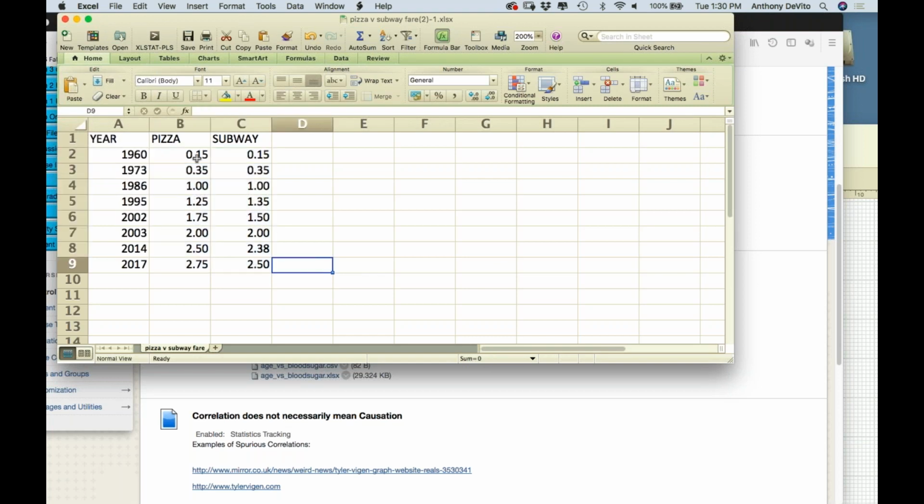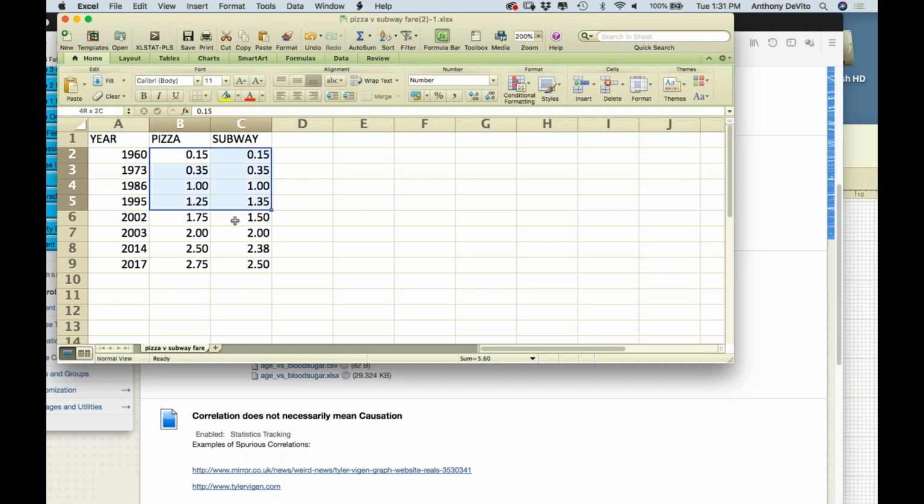Well, what I'm going to do is plot these values. In other words, I'm going to make a graph on an XY axis. I'm going to put the price of pizza down for each point. Price of pizza is going to be my X value, and the subway fare is going to be my Y value. Okay, so let me see if I can do this quickly here. I'm going to do it in SPSS, really, but I want to see if I can do it here also.